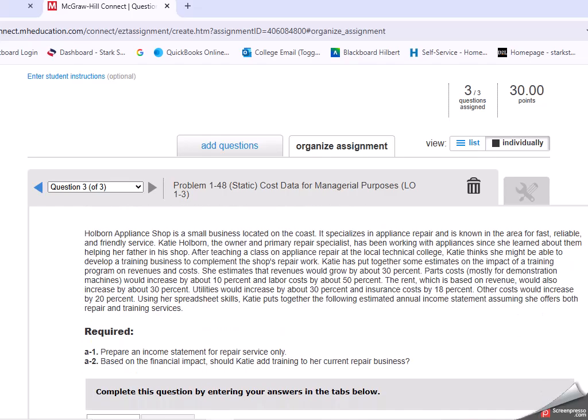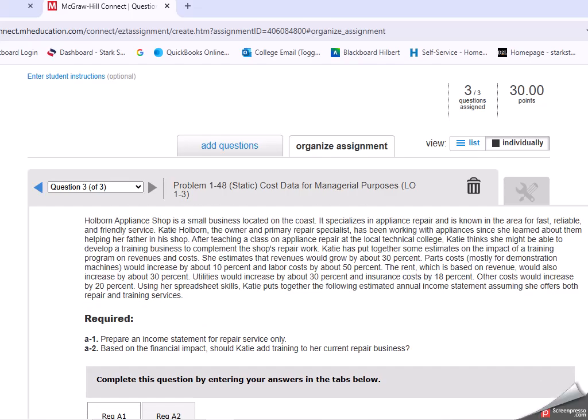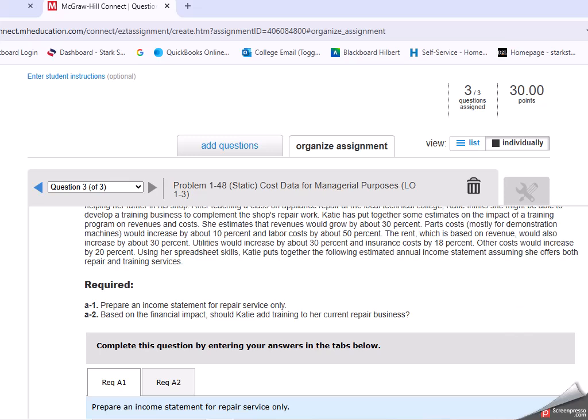Okay, then our third example is a small business that specializes in appliance repair. They're known for fast, friendly service. Katie is the primary repair specialist and has technical college. She helped her father. She's got lots of experience. So she thinks she's going to be able to develop a training business that will complement the repair work.